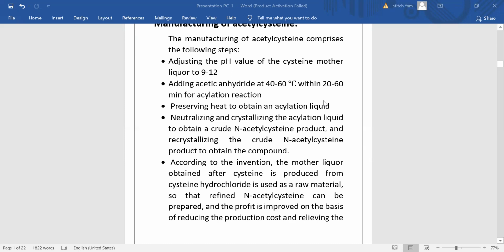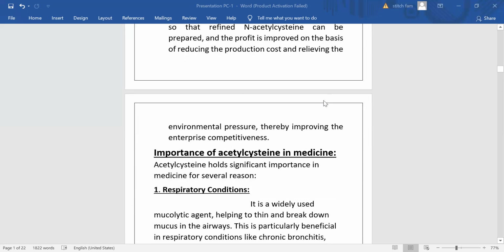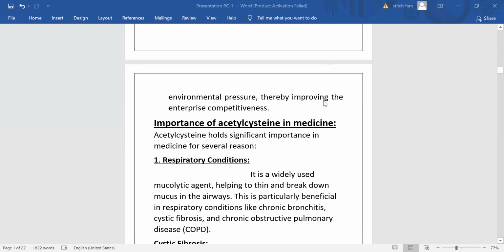Number four, neutralizing and crystallizing the acylation liquid to obtain a crude acetylcysteine product, and recrystallizing the crude acetylcysteine product to obtain the compound. Number five, according to the invention, the mother liquid obtained after cysteine is produced from cysteine hydrochloride is used as a raw material so that refined acetylcysteine can be prepared and the profit is improved on the basis of reducing the production cost and relieving the environmental pressure, thereby improving the enterprise competitiveness.